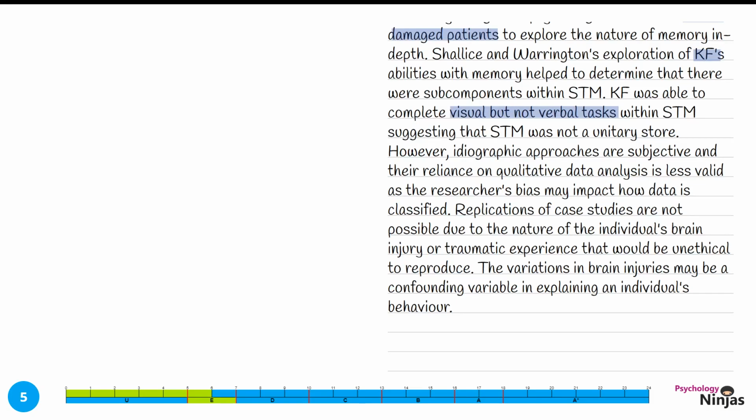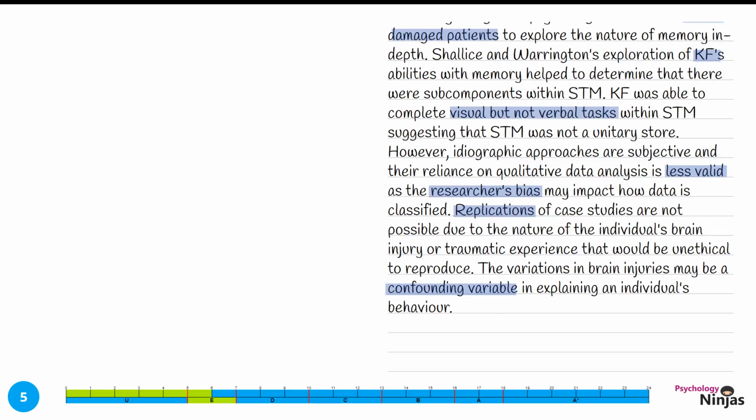It's important here we identify not just that they use qualitative data, but why that is a problem. So it's less valid, it's less accurate, and more open to researcher bias. We've also given further detail about why replications might be problematic and that this might result in confounding variables. So these would be uncontrolled extraneous variables that might manipulate or change the results of our particular piece of research.